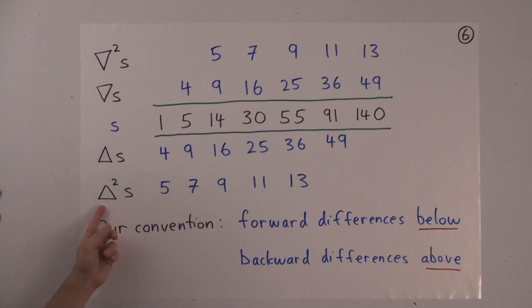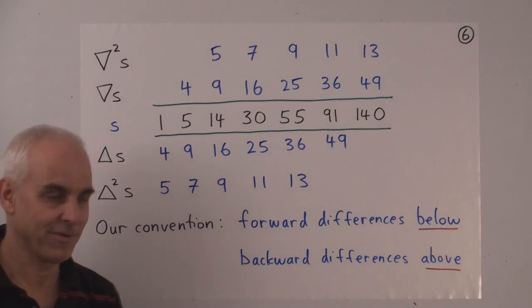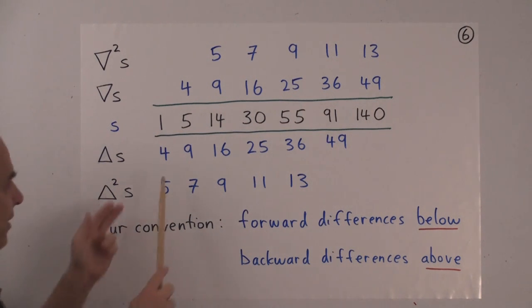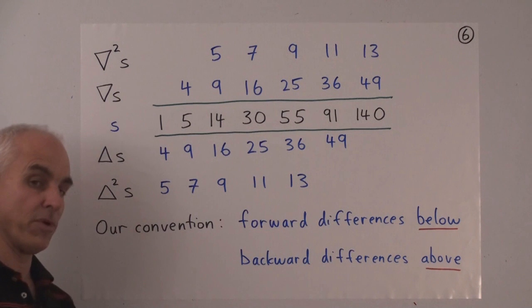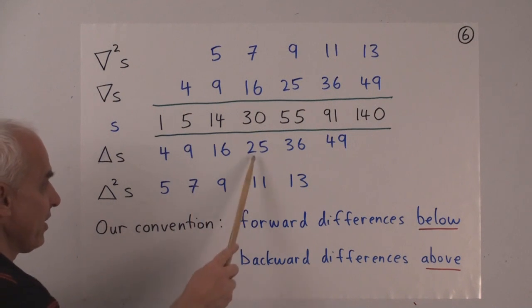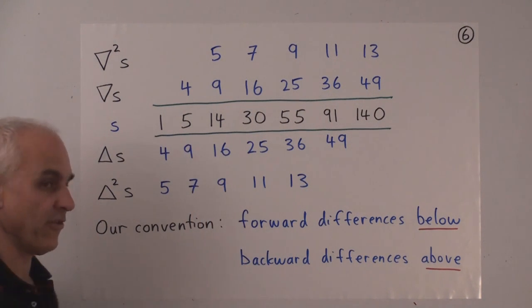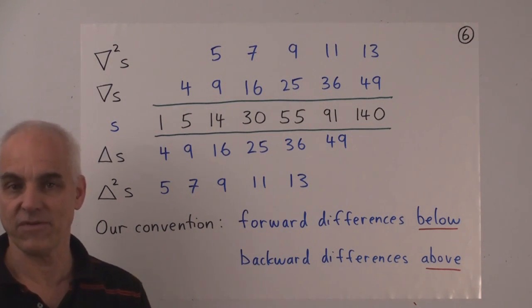And here's our notation for the forward difference of the forward difference. There's the sequence of forward differences. Here is the sequence of forward differences of that forward difference. 9 minus 4 is 5, 16 minus 9 is 7, 25 minus 16 is 9, and so on. And we could carry on. Triangle cubed of S, triangle to the fourth of S, successive further forward differences.